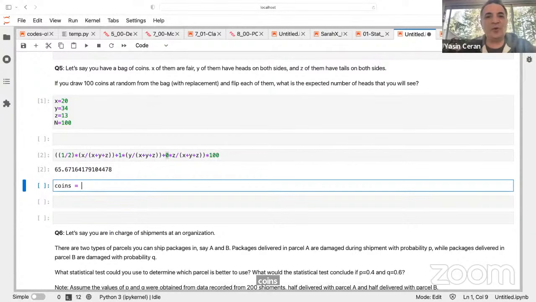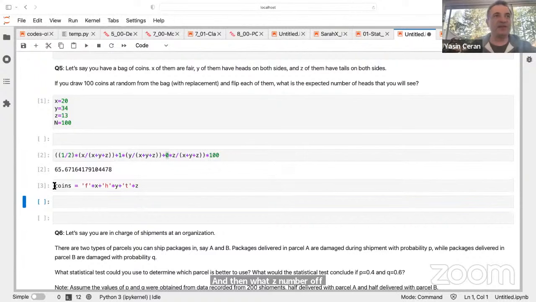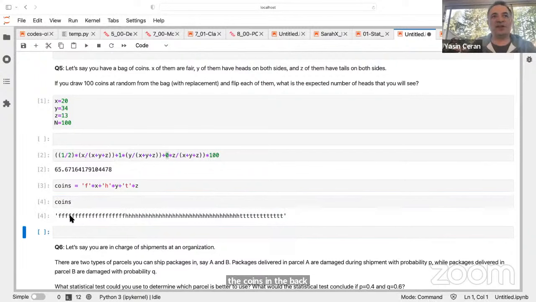So what I'm going to do is label the fair coin with F, the coin with both sides heads with H, and the coin with both sides tails with T. I will create X number of F, Y number of H, and Z number of T's. Again, this is a very simple simulation. So basically, these are the coins in my bag.